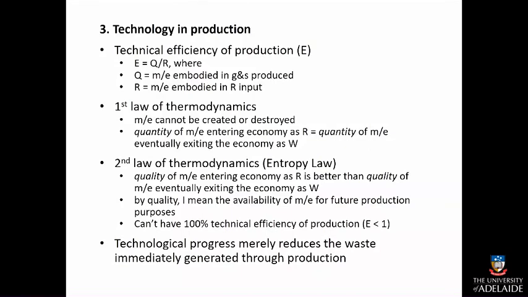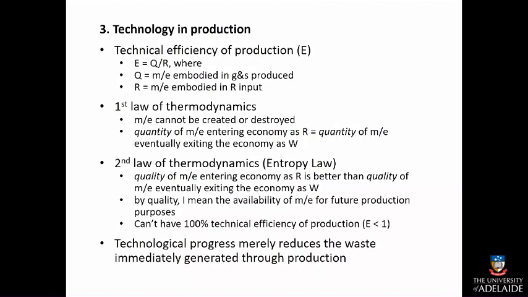What are these laws? The first law is the law of conservation of matter and energy. So we cannot destroy or create matter and energy. We're incapable of doing it. So what that means is that the quantity of matter and energy entering the economy as resources must equal the quantity of matter and energy eventually exiting the economy as waste. And that's why you had 100 entering and ultimately 100 units of matter and energy exiting.